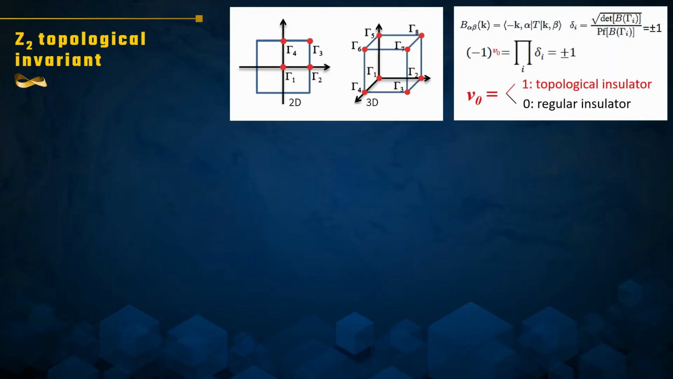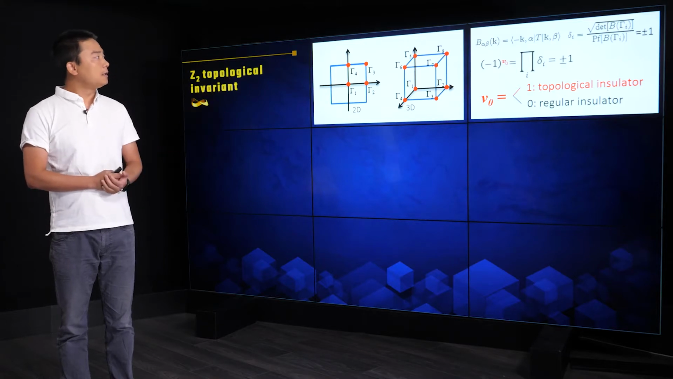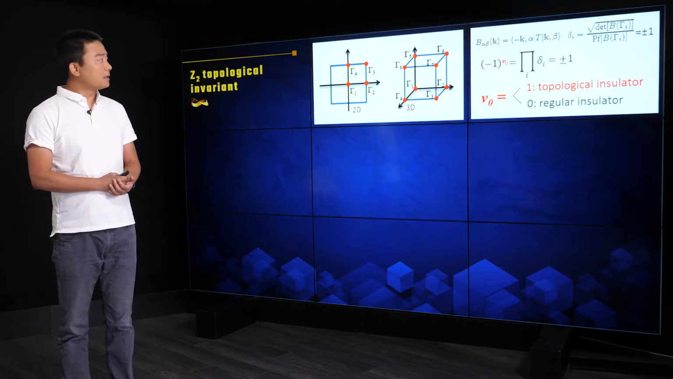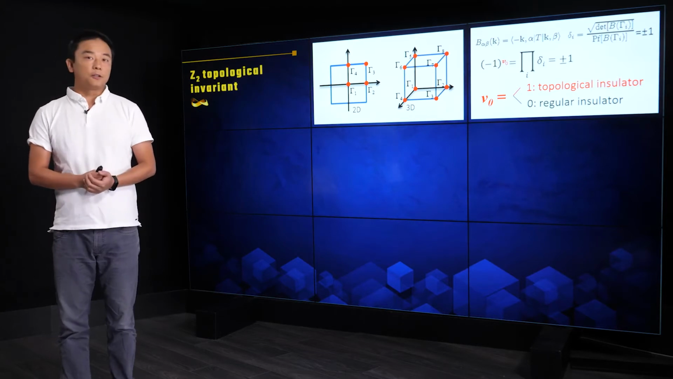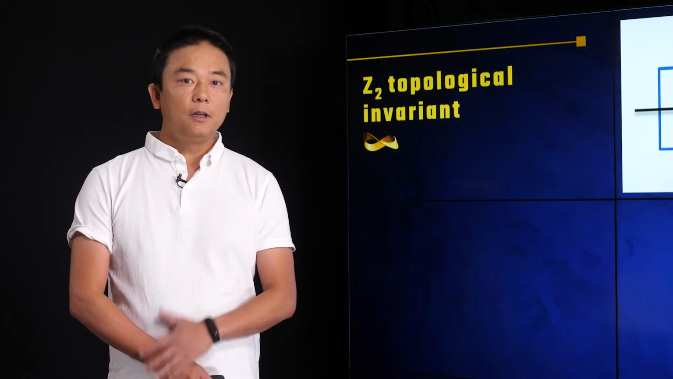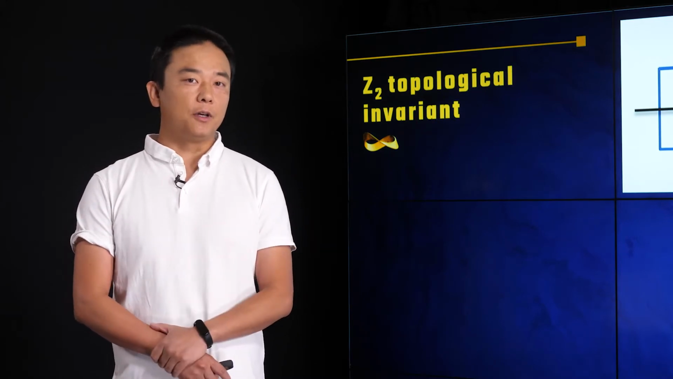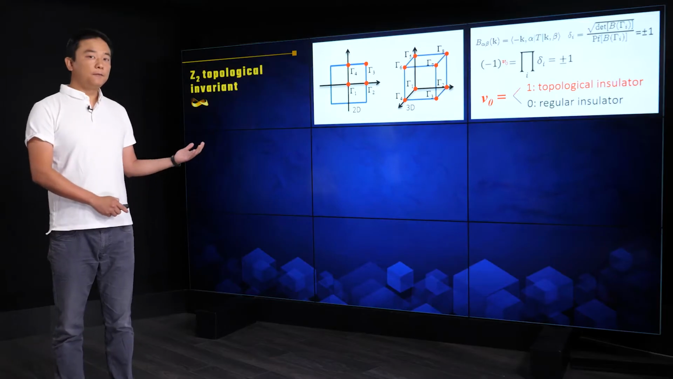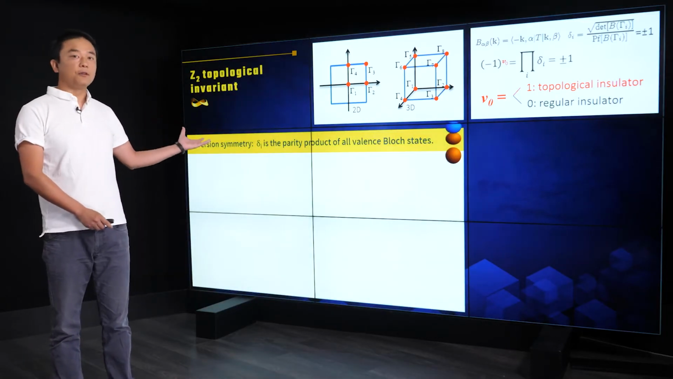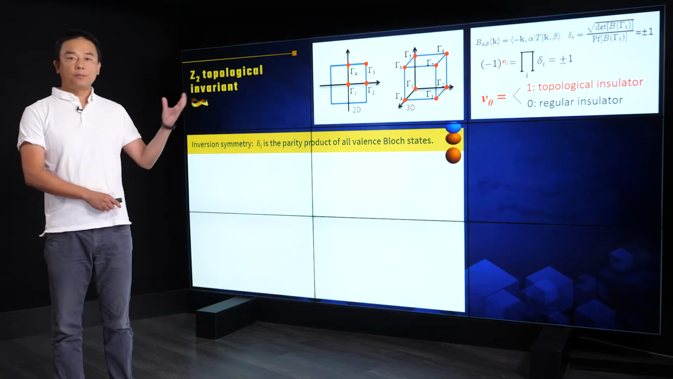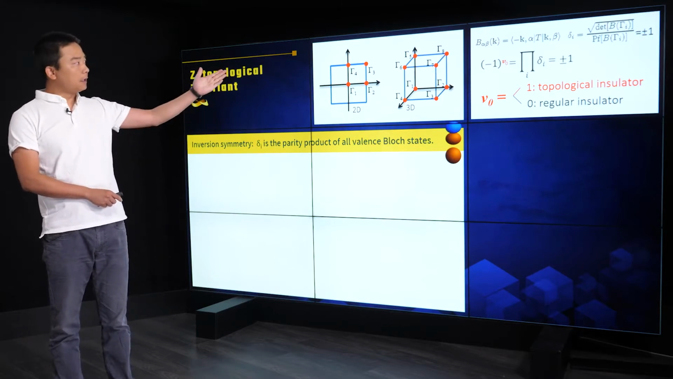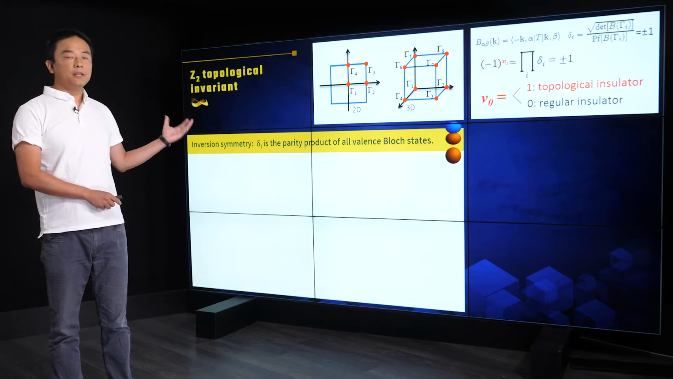By investigating the time-reversal symmetry eigenvalue of the Bloch wave function, we can define the topological invariant. By counting all these delta numbers, which are plus or minus 1, we will get whether it is a topological insulator or a regular insulator. However, in reality, it's difficult to calculate this time-reversal symmetry eigenvalue. But if at the same time the system has additional symmetry, for example, inversion symmetry, this problem becomes much easier. Here, this delta becomes exactly the parity eigenvalue.